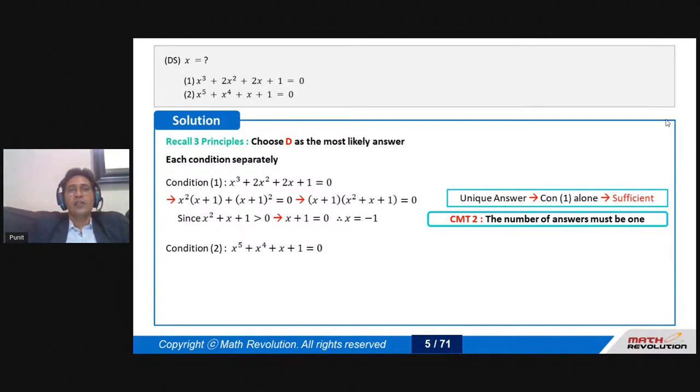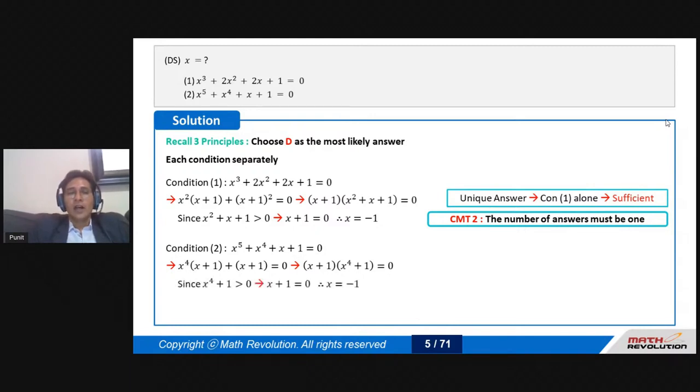If we proceed with the second equation, x to the power 5, I'll take x to the power 4 common out of it, so that I'm left with x to the power 4 times (x plus 1) plus (x plus 1). Taking x plus 1 common, I'm left with (x to the power 4 plus 1) equals 0. Now, I know that x to the power 4 plus 1 would be greater than 0, and hence my x plus 1 should be equal to 0, so that the product of two factors is 0. And ultimately, I get x equals minus 1.